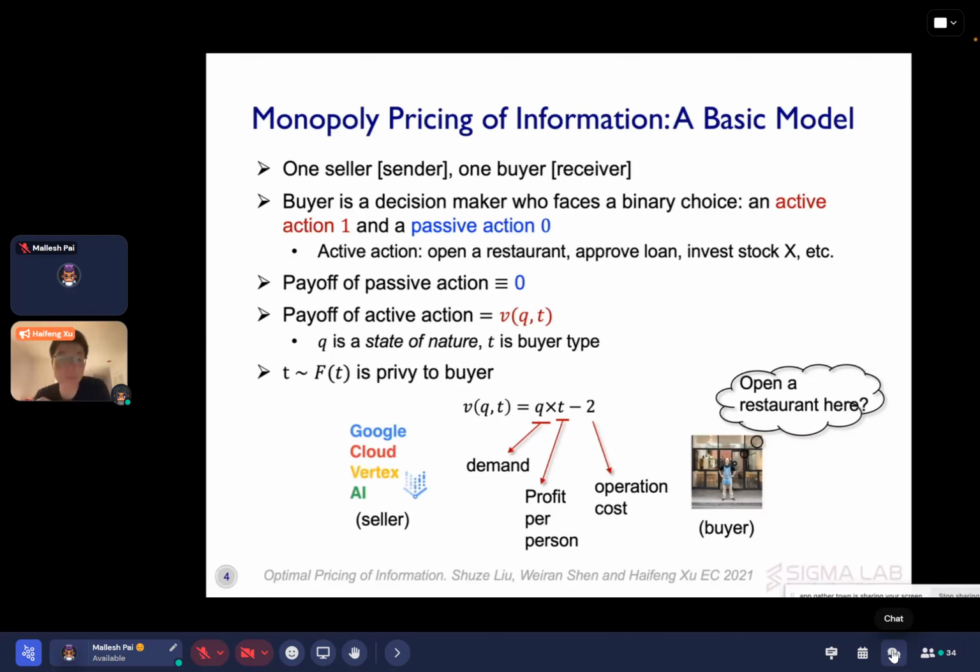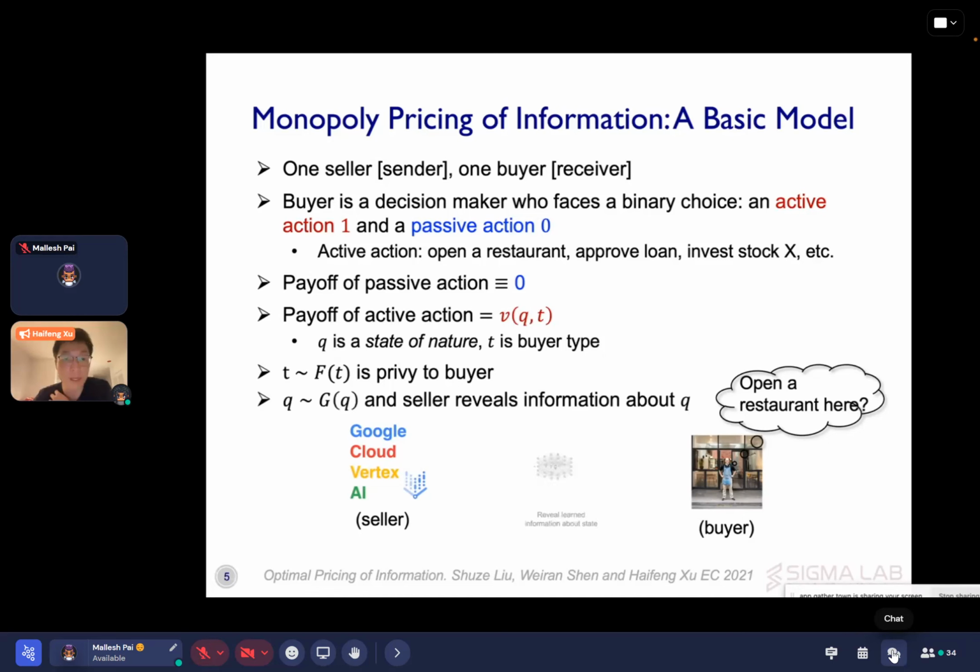As I said, the buyer's private type T is drawn from some publicly known distribution, just like the standard monopoly pricing problem. But the new part here is that the state of nature Q is something the seller can learn, so the seller knows and can reveal partial information about Q. In this restaurant example, Q is basically the demand of your restaurant, and that's something Google can try to predict, then reveal this learned information about Q to the restaurant, and profit from this information application.